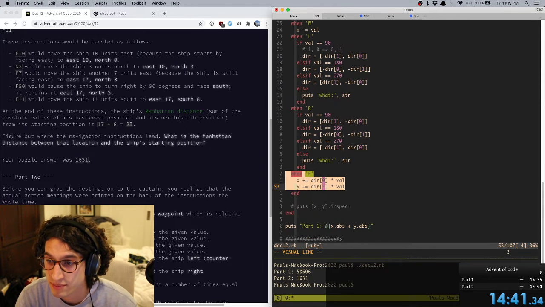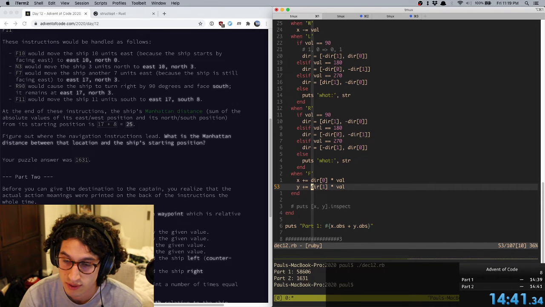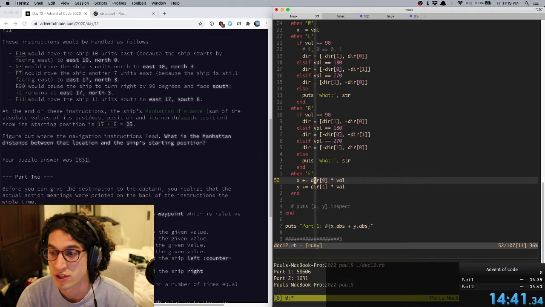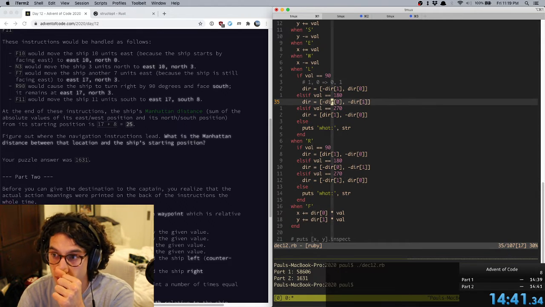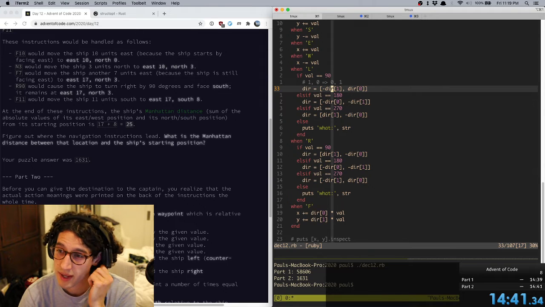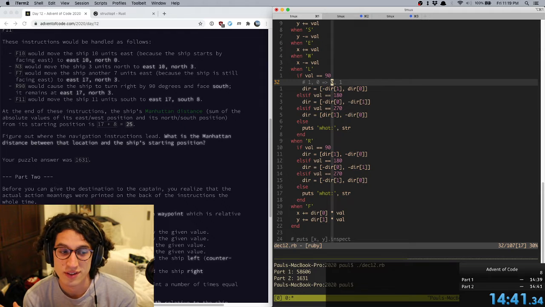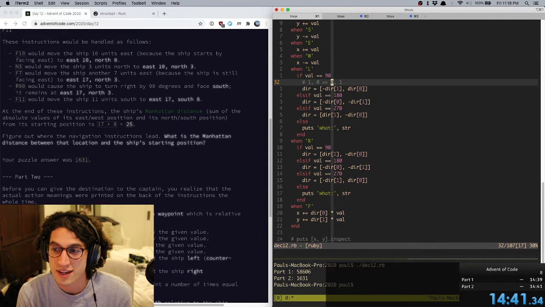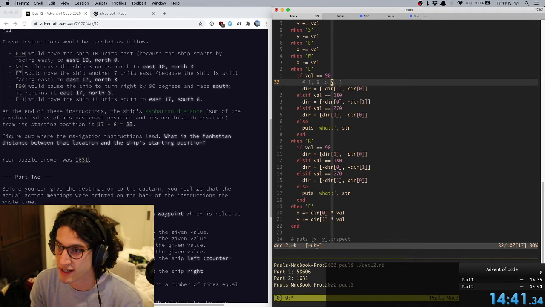Similarly, F is simple. We take our current x direction and our current y direction, and multiply those by the argument. Then for L and R, it's unfortunate because you can turn left 90 degrees, or 180 degrees, or left 270 degrees, which is just turning right 90 degrees.